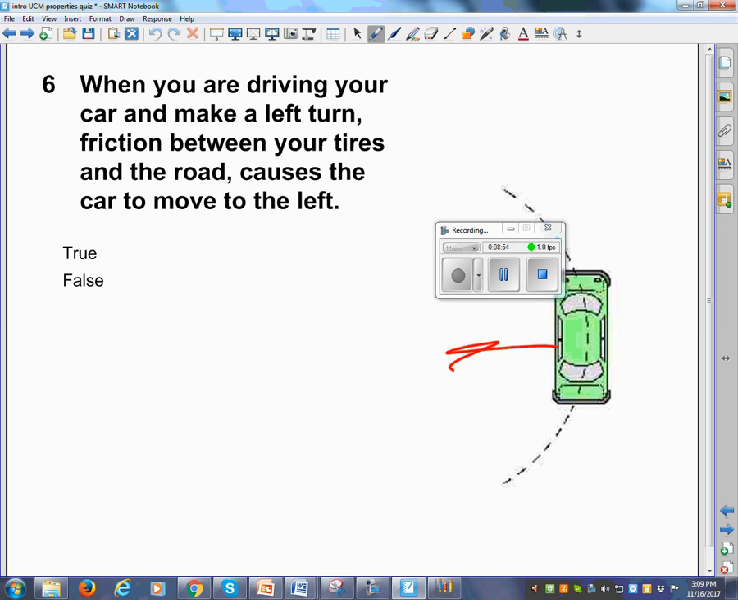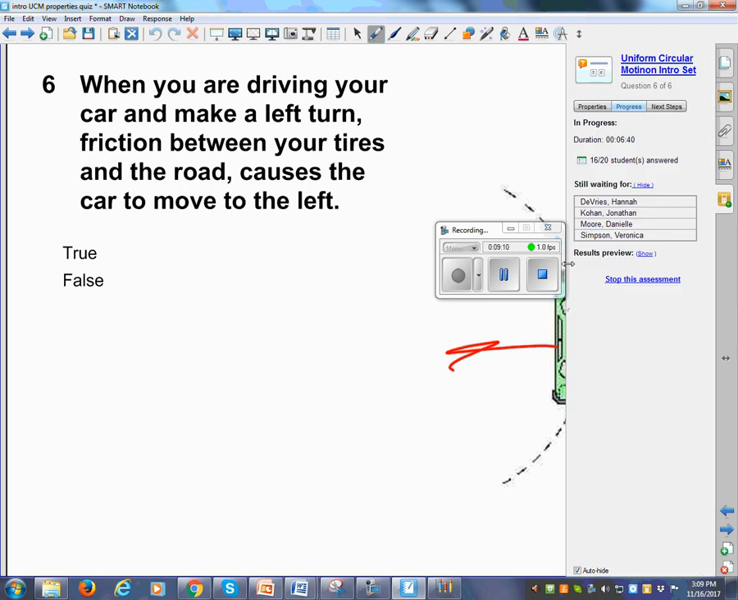Whoa. Wait, we're on 6? Okay, ready for some answers? Well, I'm still waiting on a couple here. Oh, no, 5 would be going out.